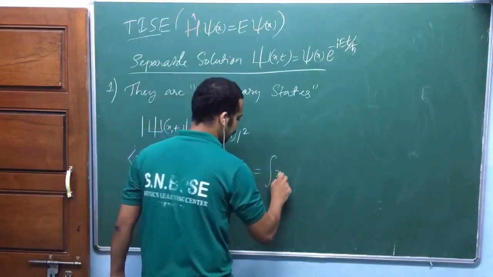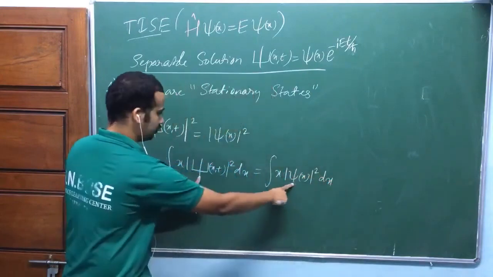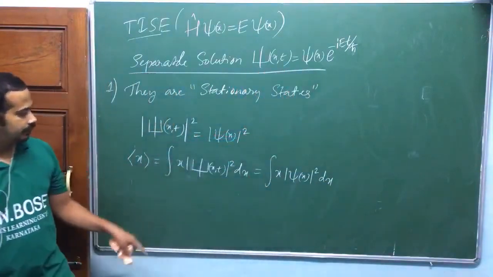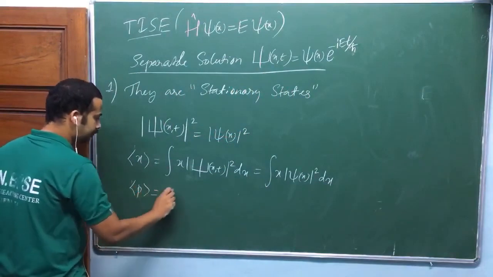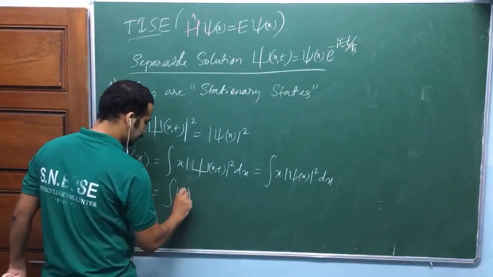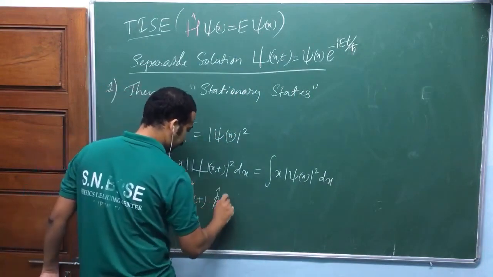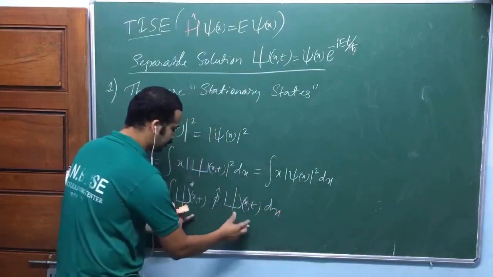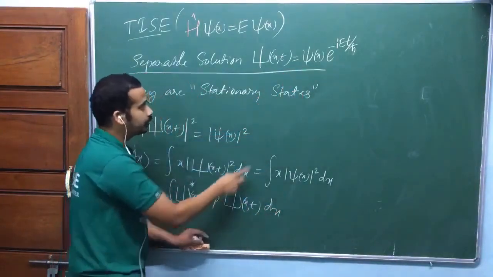is equal to, don't take, now we have two different things, okay, this is different, this is different. Suppose if you take expectation p, you can ask what happens for expectation p. Look at here, psi star of x comma t, p cap, psi of x comma t dx, psi star into psi. P cap operates only on this part.